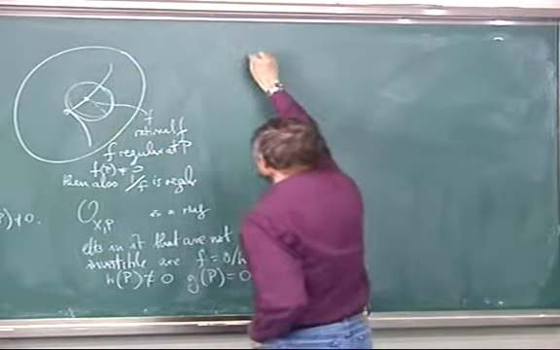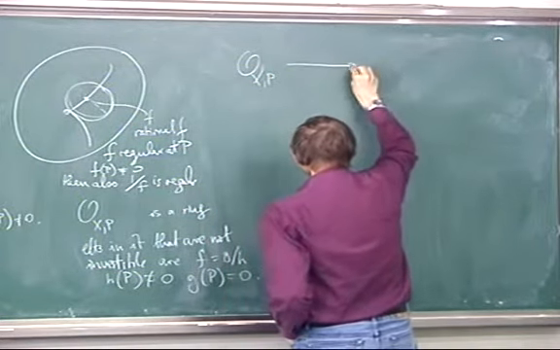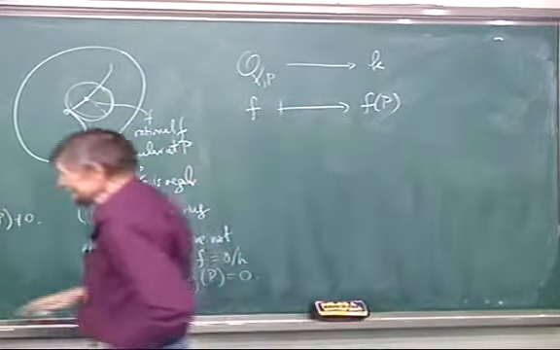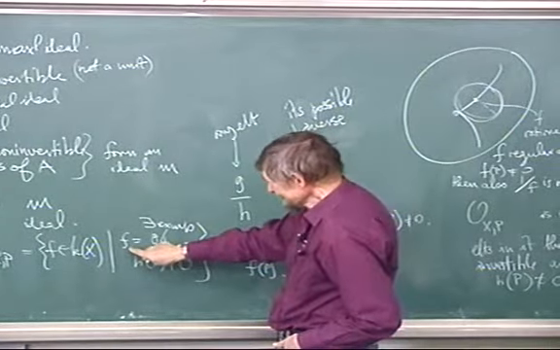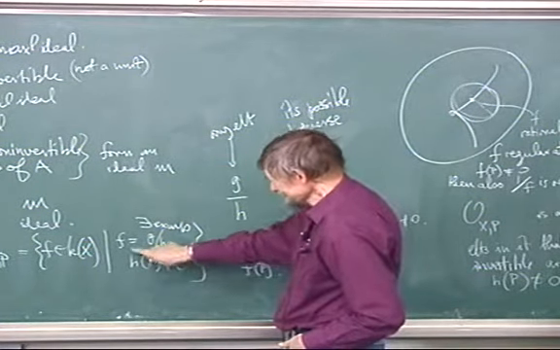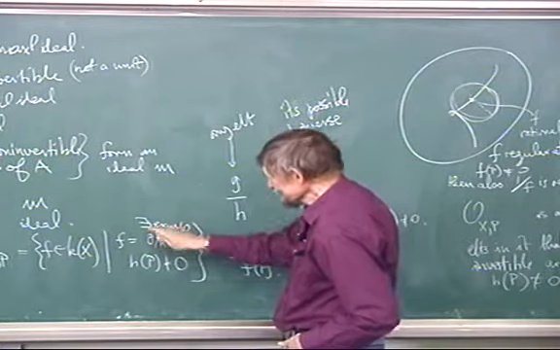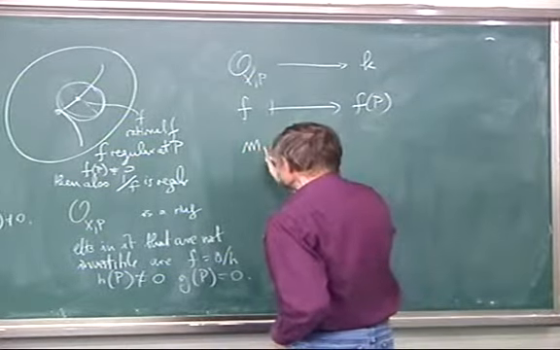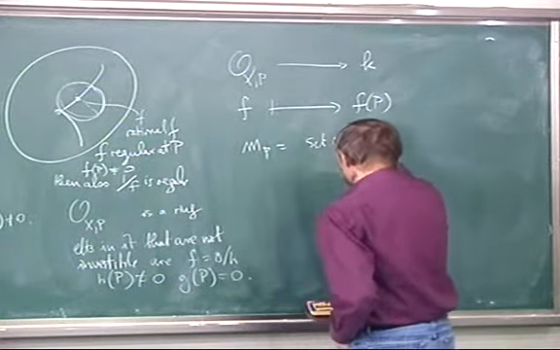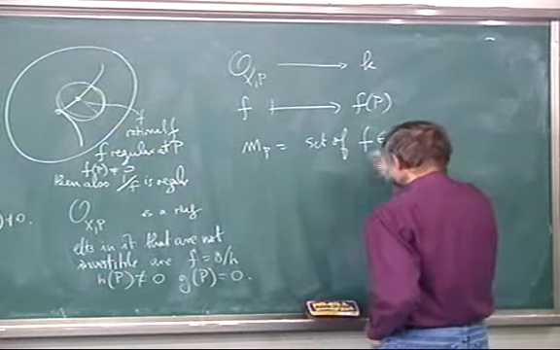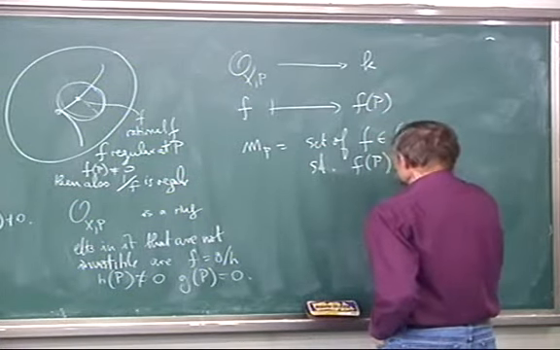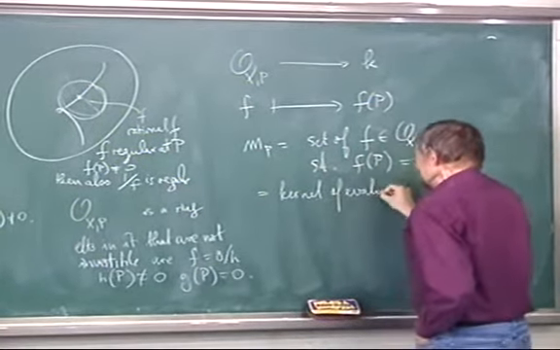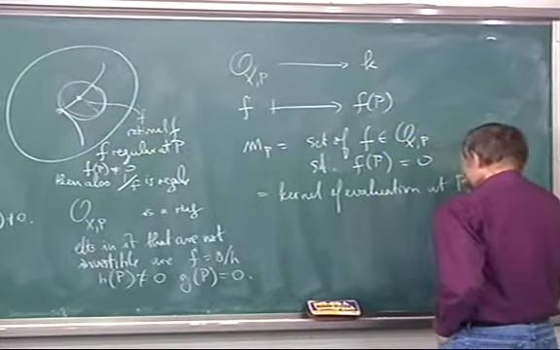Right? Or in other words, I can take O_{X,p} here and I can take a map to k sending f into f of p. So this makes sense. This expression makes sense because, as I just said, f is g over h and the denominator is not 0. So I can evaluate g at p and h at p. That fraction is a number in k. Right? And M_p is the set of f in O_{X,p} such that f of p is 0. Right? And this is the kernel of evaluation at p. And so it's an ideal.